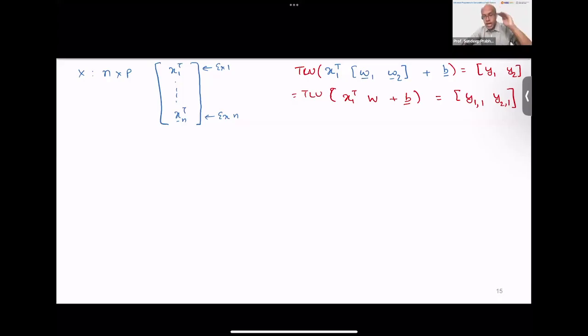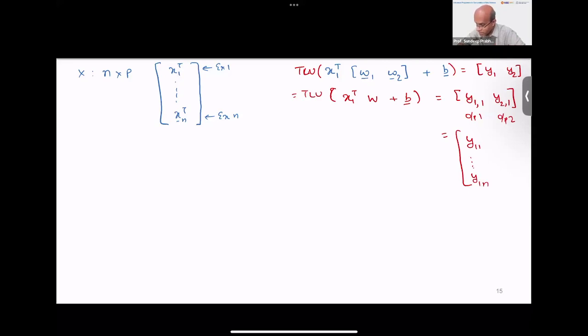Now, I have n such examples, right? So n such examples. Now the overall output for n examples, you will basically get, this is output one, this is output two. Now, if I have n examples, I would get y11 all the way up to y1n, first output for all the examples. This is second output of all the examples. Here, what is changing is you apply TLU of X1 transpose all the way up to Xn transpose, multiply with W and B.